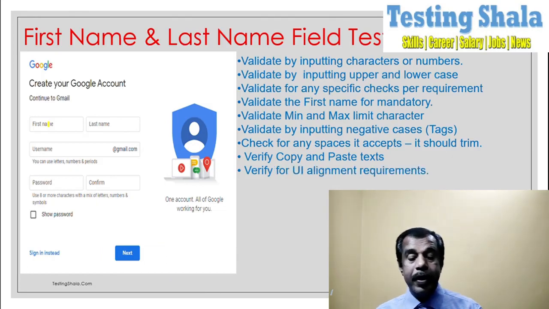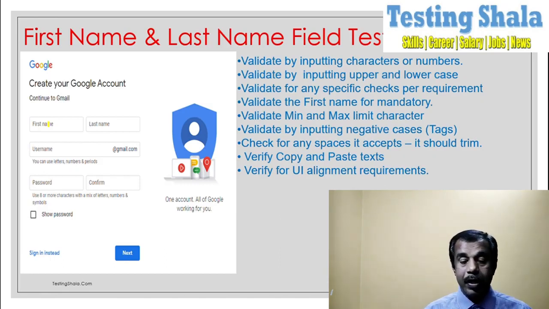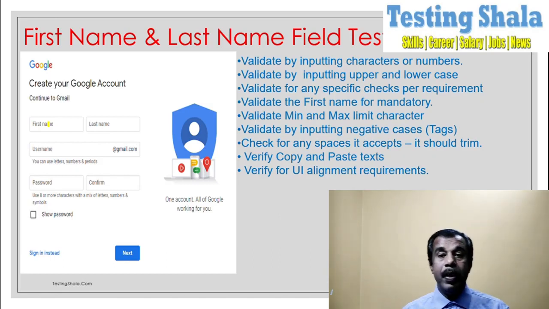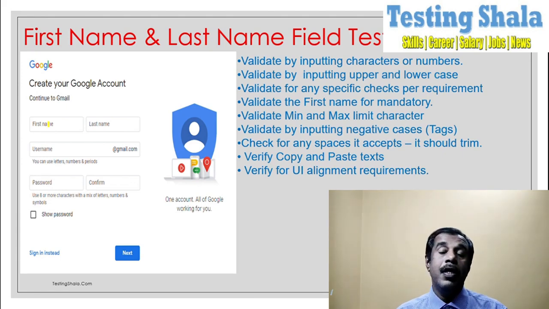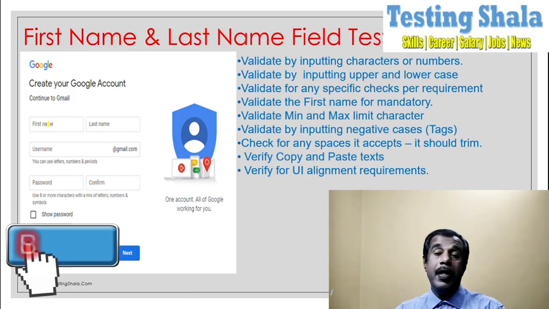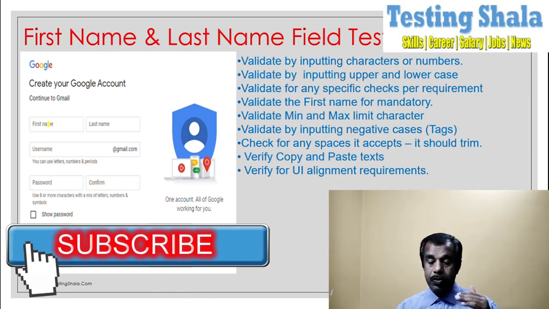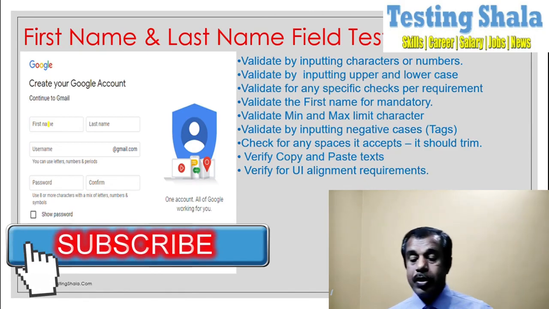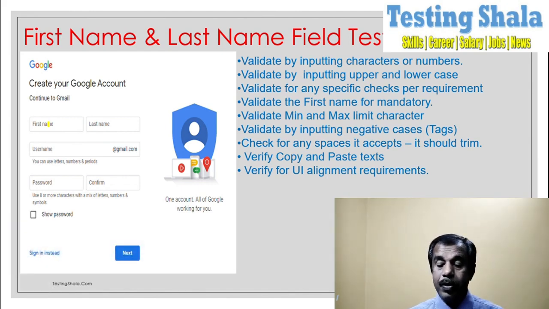And you should also validate the UI elements. UI elements means the coloring, the alignment and the size of the text field. All those things you should validate, even the font size of the text we are entering. So all these validations you should do from the UI perspective. You can add some more test cases to validate those aspects as well.